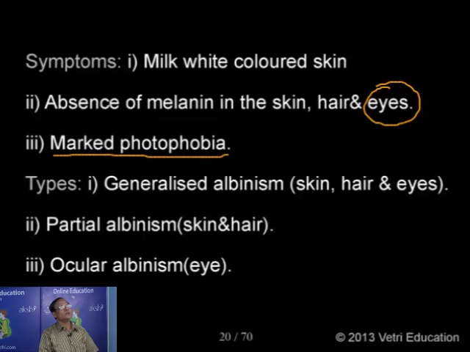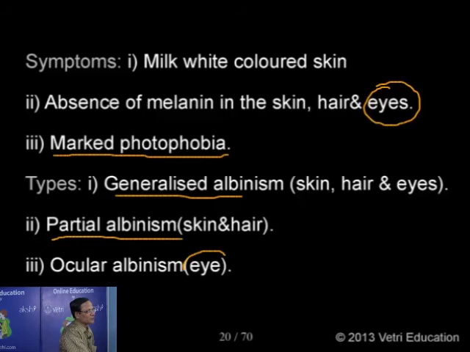Now, there are three types of albinism. This is based on the nature of the parts affected. If all the three parts are affected, skin, hair and eyes, then it's called generalized albinism. And if only two parts are affected, for example, the skin and hair, leaving the eyes, then it is called partial albinism. And if we have the eyes alone affected, the person is only photophobic, this is because of the absence of pigment in the choroid coat, then it is called localized albinism or ocular albinism.